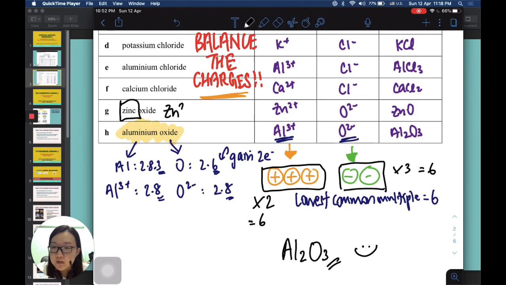I just wanted to point out that for part G, zinc, because zinc is a transition metal, you don't really need to know how it gets the cation, as well as silver. So for these two, you just memorize. Zinc cation is Zn2+, silver cation is Ag+.